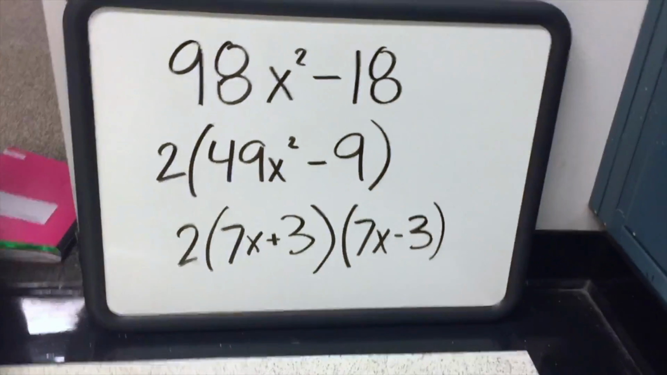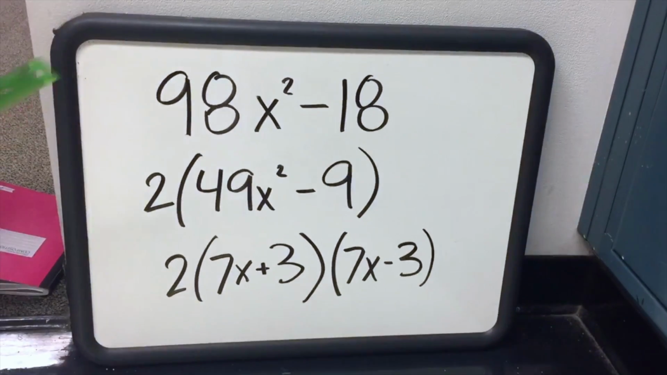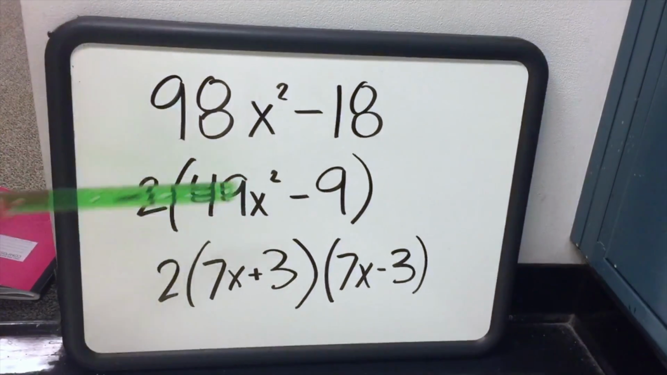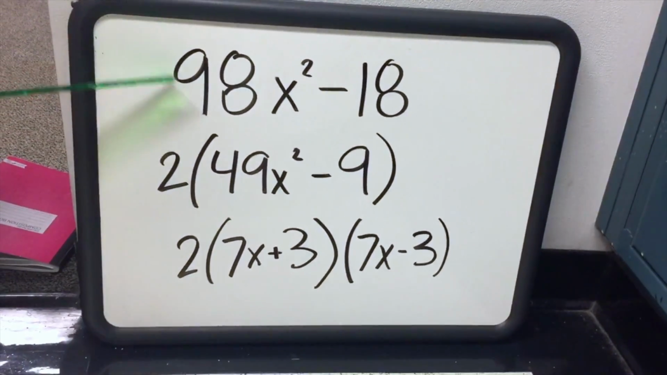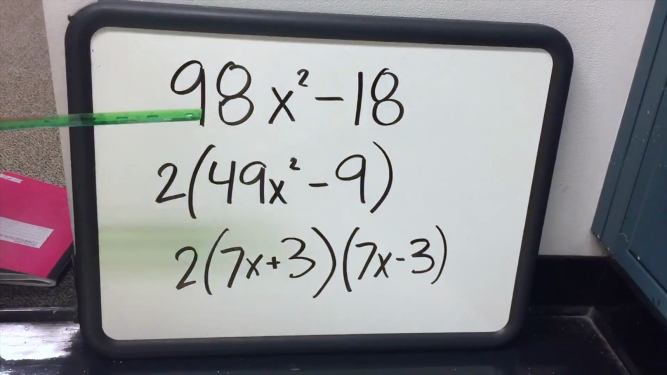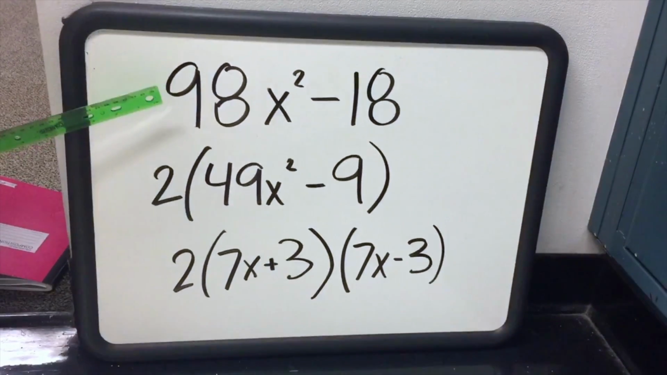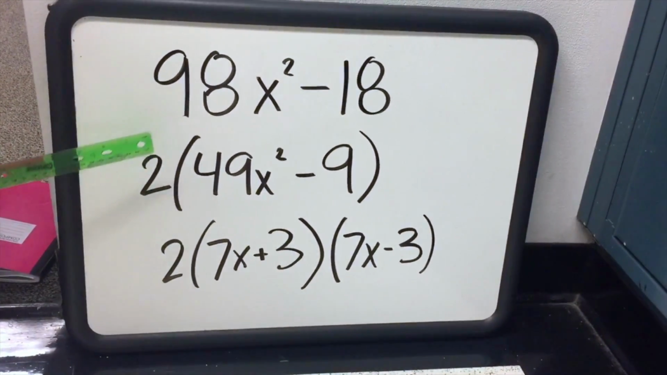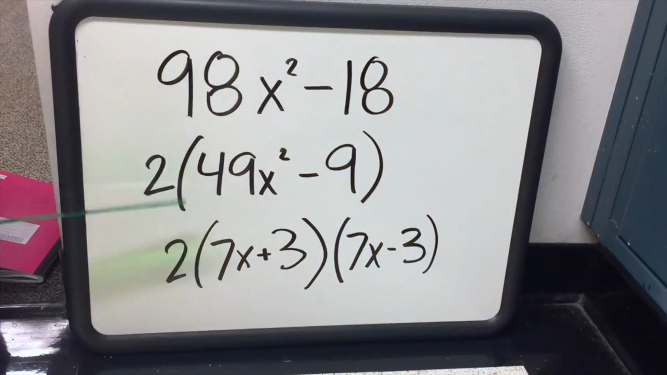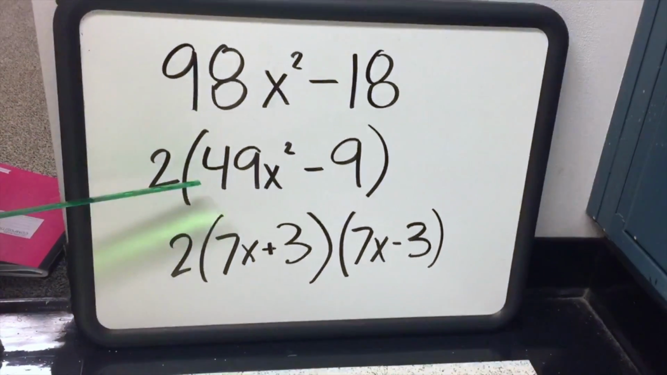This is the difference between two squares and GCF. So this was my original problem, and then I multiplied it by 2 to get this, 98x squared minus 18. And then the greatest common factor is 2, so then you'd have 2, and then in parentheses the original equation, which was 49x squared minus 9.